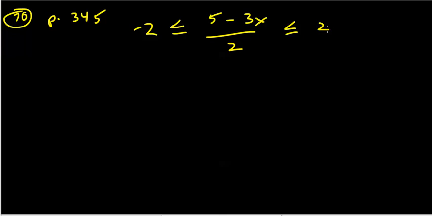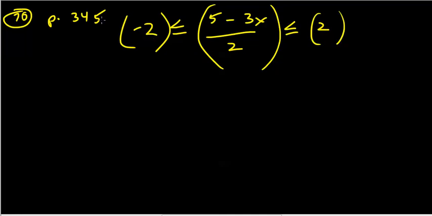Number 70 minus 2 less than or equal to 5 minus 3x over 2, which is in turn less than or equal to 2. Alright, the goal is the same. A double-sided inequality, really an AND inequality, two simultaneous inequalities. I want to isolate x in between and get numbers on the sides. So here, I'm going to multiply each piece of this double-sided inequality by positive 2. Why do I do that? Because I can cancel out that unpleasant fractional expression in between and get something a little easier to handle.